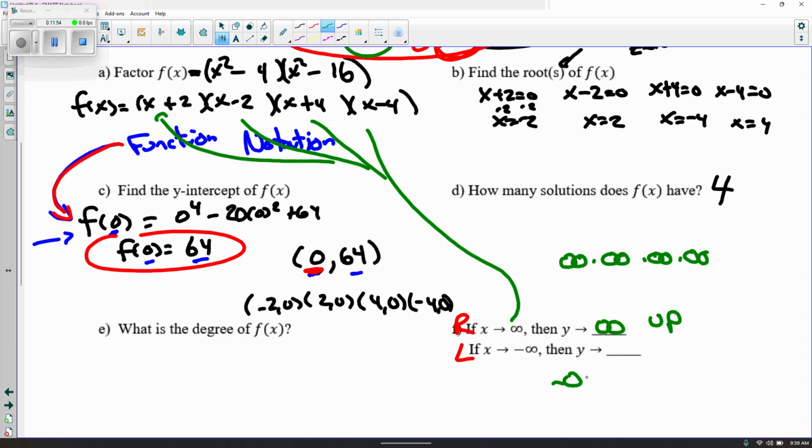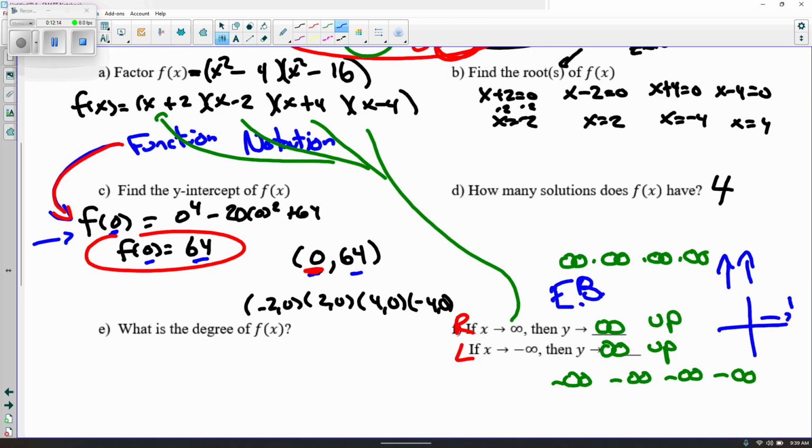Now, if I make it negative infinity 4 times, what would you get? Positive infinity again. So it would also go up. So this is an up for my end behavior, which means as we go to the right, we go up. As we go left, we go up. So it's going to end up doing something like that. It's going to start over here and finish over here. That is the path that you're going to follow.